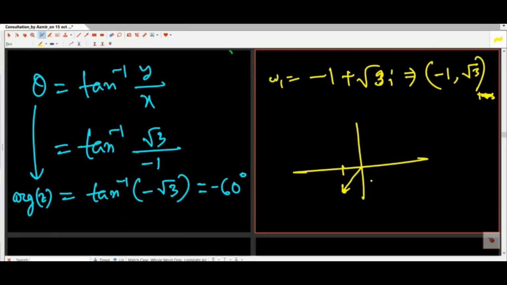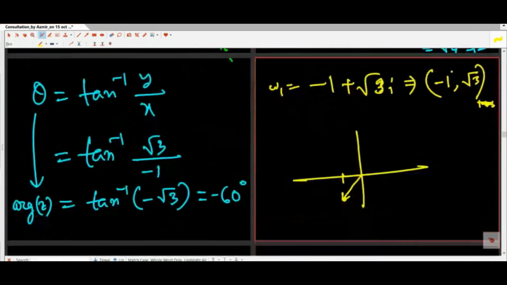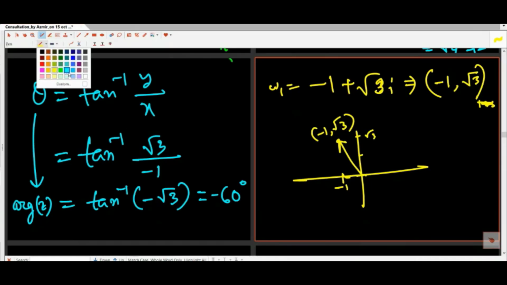So you can see that we have found the location of the point. It is negative 1. Oh, there is a mistake here. We have positive root over 3, right? Positive root over 3. So it is 1, it is root 3. So negative 1, let's say this is root 3. So we have here negative 1, positive root over 3. Any complex number can be drawn from the origin. So this is in the second quadrant.